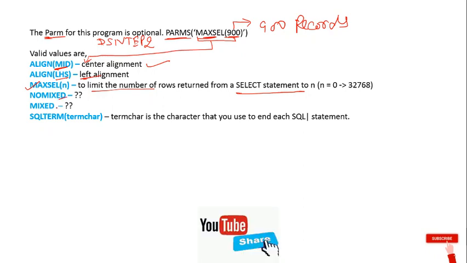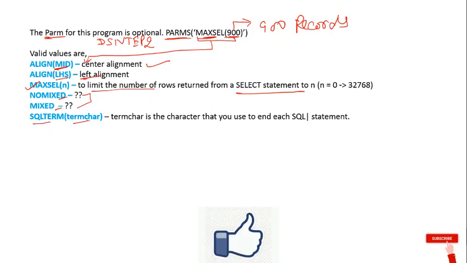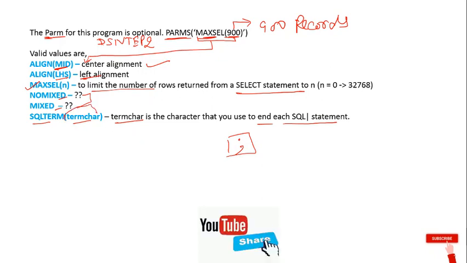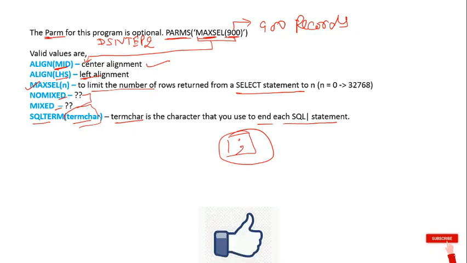NOMIXED and MIXED, these are not usable. And SQLTERM means the term char is the character that you use to end each SQL statement. You can separate one SQL statement from another statement by giving a terminal character there. You can give anything, but by default it uses the semicolon.